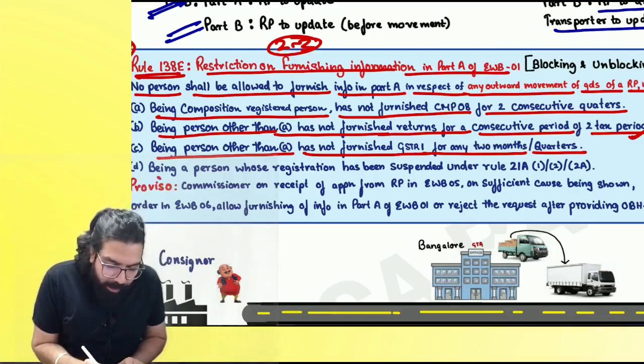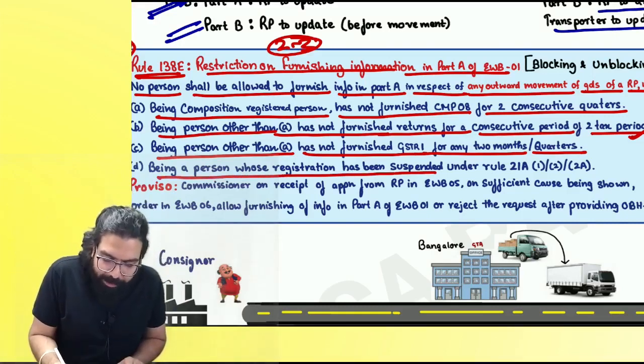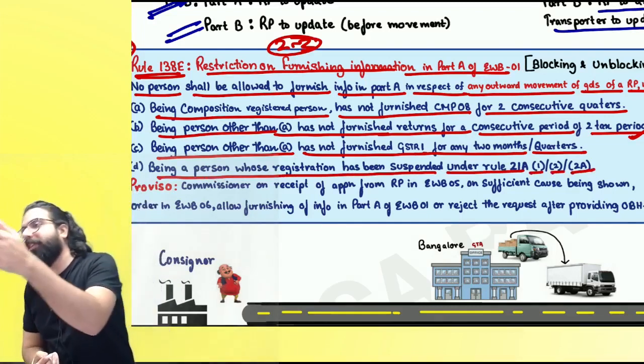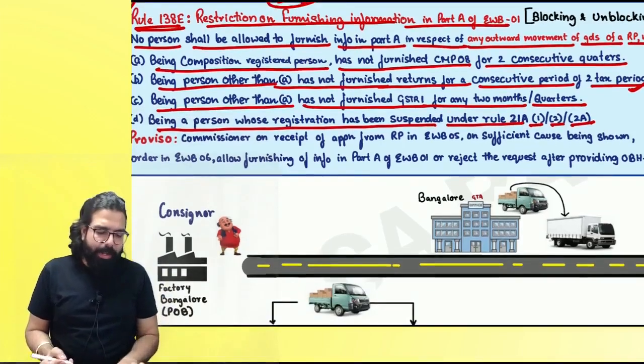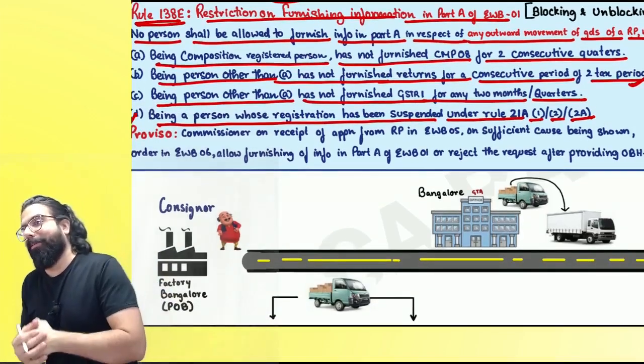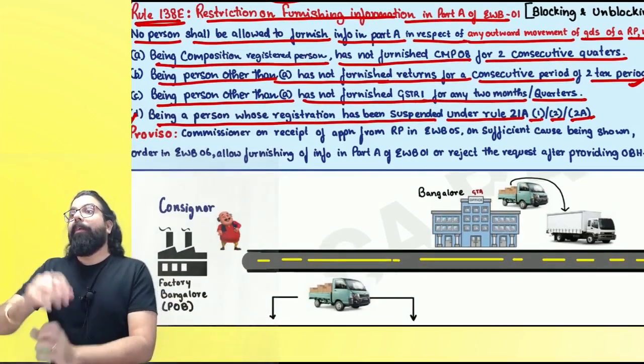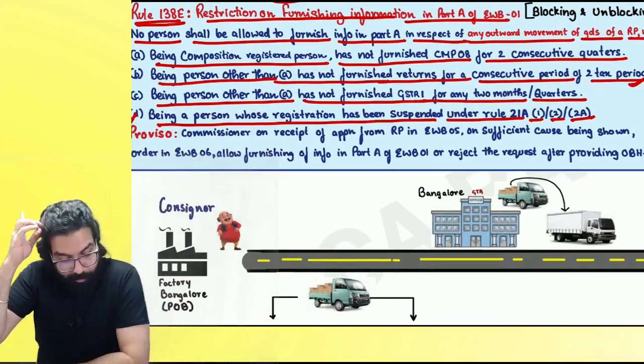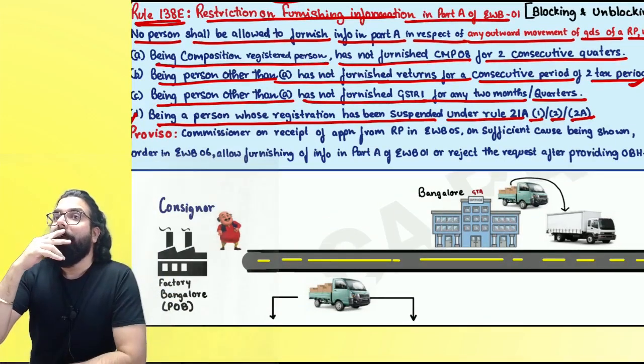And the last one over here, being a person whose registration has been suspended under rule number 21A, sub-rule 1, 2 or 2A. When your registration has been suspended, that time you can't generate an e-way bill. Sir, my registration is suspended. I can't generate an e-way bill. Now listen to me very carefully, everyone over here.